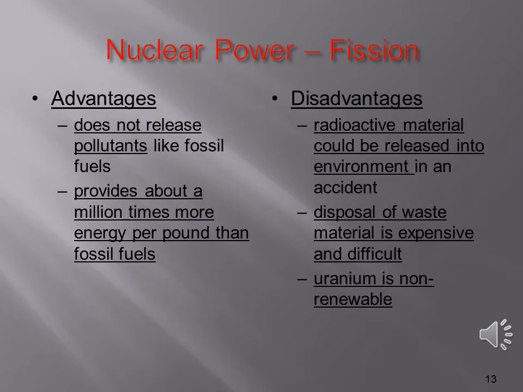We have advantages and disadvantages of using nuclear fission to generate electricity in some countries, as a source of electricity. The advantages: 1, it does not release pollutants like fossil fuels such as coal or petroleum products. 2, it provides about 1,000,000 times more energy compared to other fossil fuels.